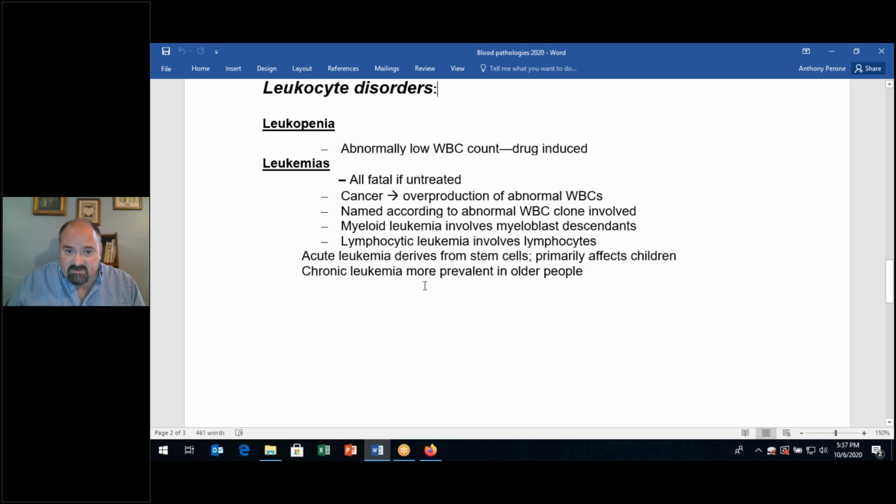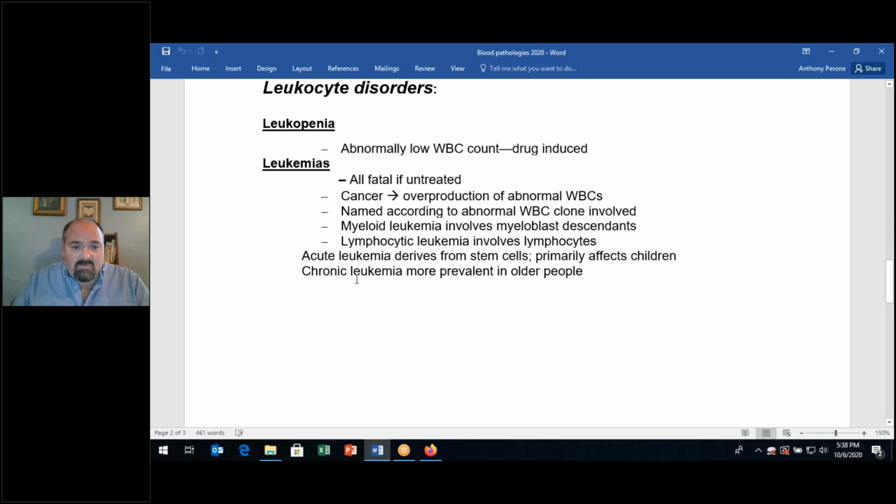Yeah, so the myeloid leukemia involves the myeloblasts' descendants, so it involves specific types of white blood cells. The lymphocytic leukemia involves specifically the lymphocytes, so the B and T lymphocytes can be affected. So there's different types, and know that, like I said here, acute and chronic.